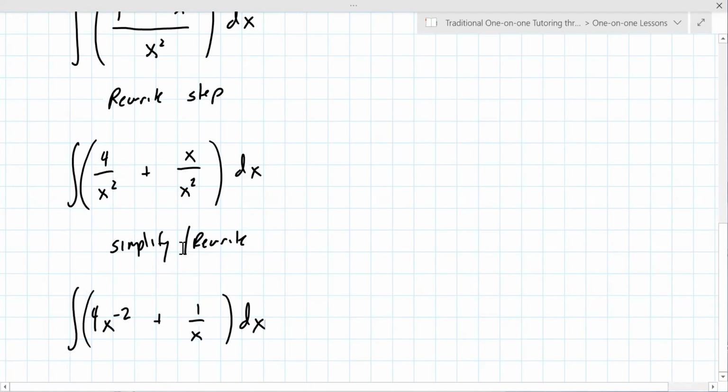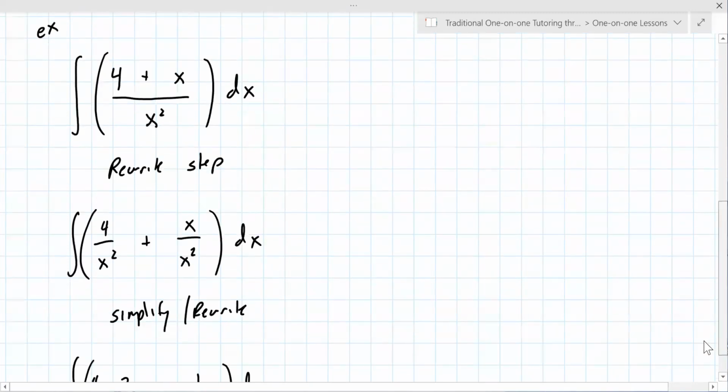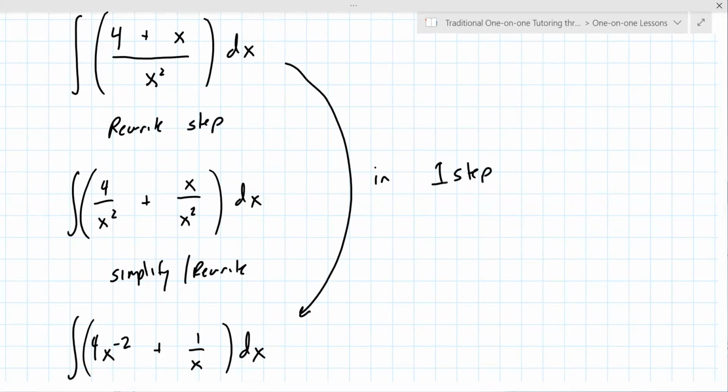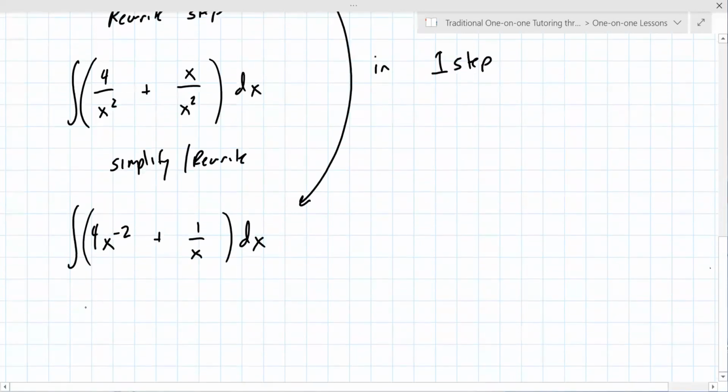So what's really important here, I guess I didn't quite get all of this in one screen, is you really want to be able to go from this first line to here in one step. The more you can do that, the faster this will go, the easier the class will be, and so on. So for this one here, it's 4x to the minus 1 over minus 1 plus the natural log of the absolute value of x plus c.